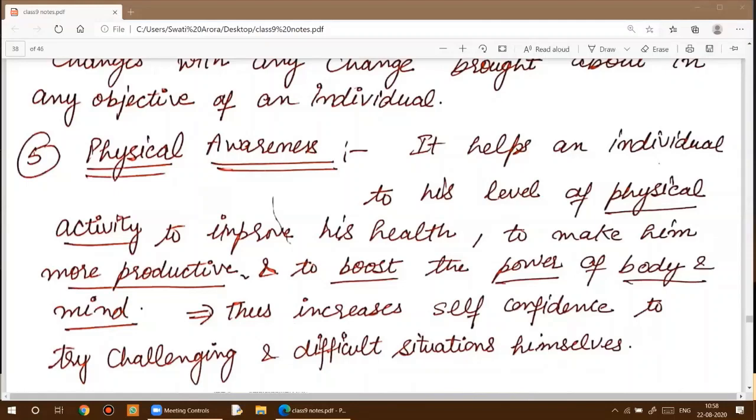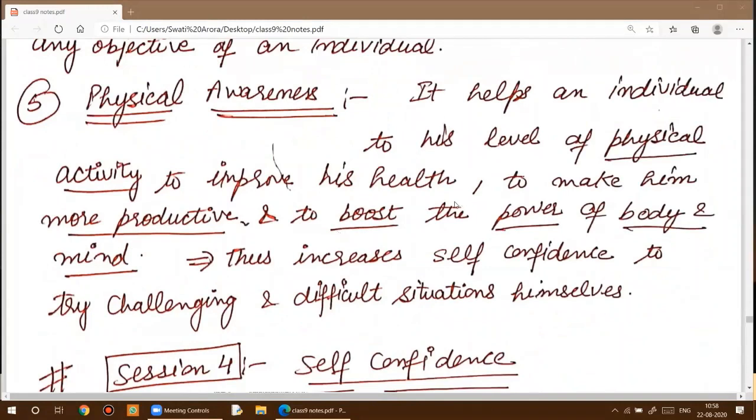We must be aware that our physical health is important and our mental health is also important. So we must recognize and analyze how our health is responding. We should take a few steps to enhance our physical health also, because health is a very important tool. If you are not feeling well, then definitely your output will not be good. So we need to maintain a good balance between physical health and mental health.